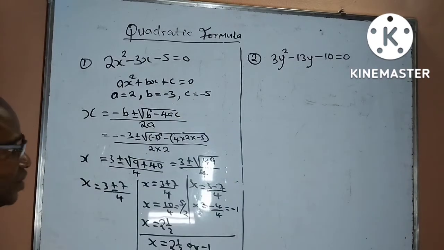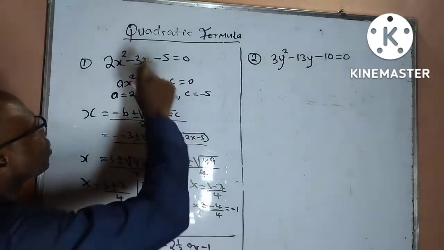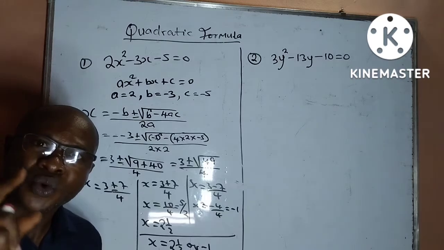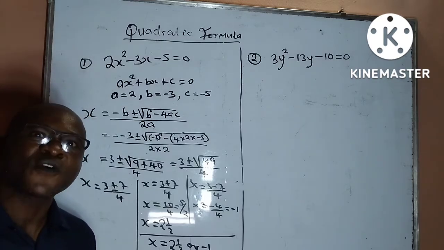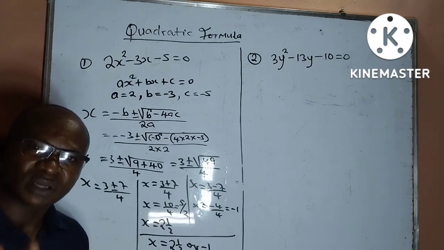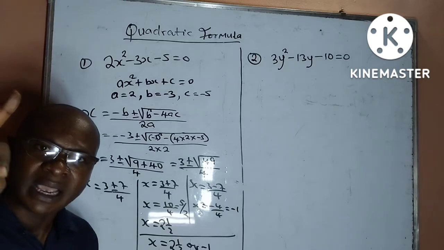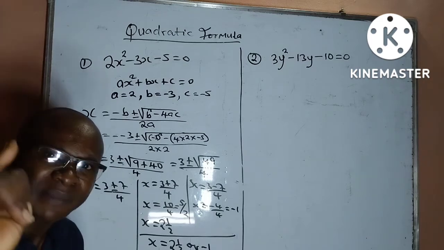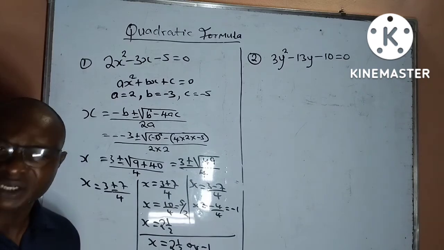We go to question number 2. We have solved 1. Remember, solving quadratic equations using the quadratic formula. That is the formula method. There are 4 methods. The first one, factorization method. We also now have the formula method. We have another one, completing the square method. We have another one, graphical method. These are the 4 methods we can use in mathematics to solve quadratic equations.